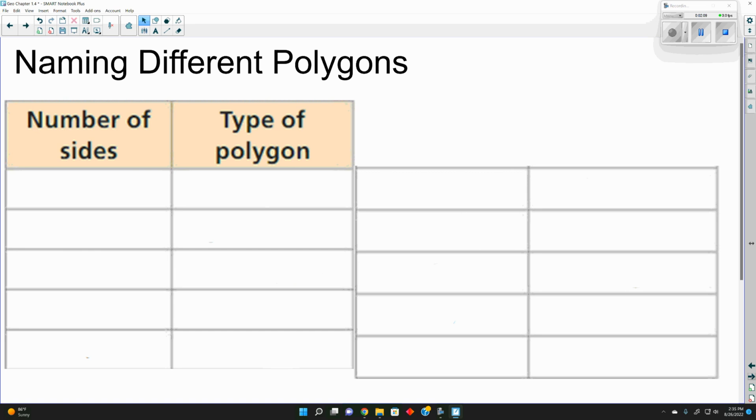Now, there are different ways we can name polygons based off their sides. We'll fill this in together. The smallest one we can have is 3 sides. So what do you think we call a 3-sided figure? A triangle.